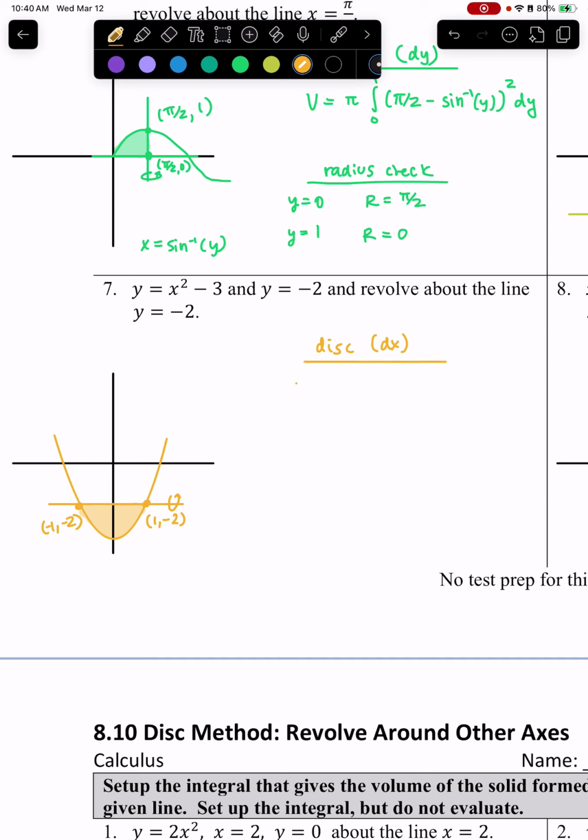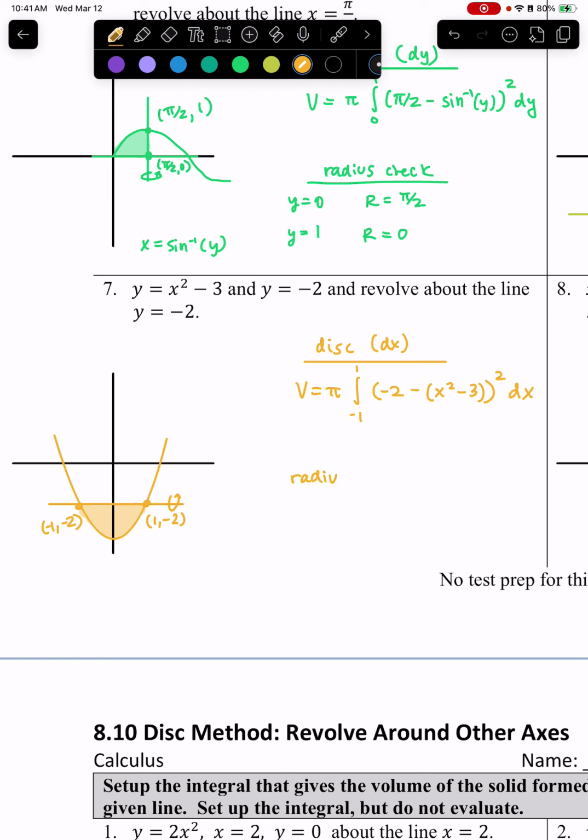Volume is pi r squared. Our x values vary from negative 1 to 1 again. Our radius, we're going to start at the line that we're rotating about, which is negative 2, and we're going to subtract the function, which is already given to us in terms of x, so x squared minus 3, parentheses around all of it, square it, dx.